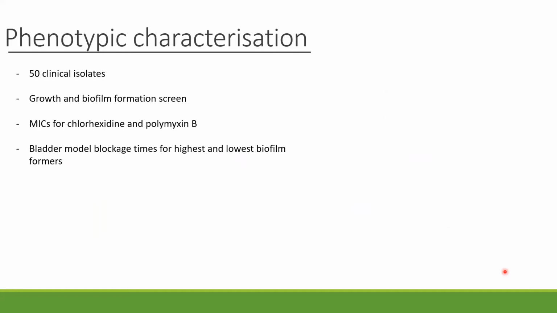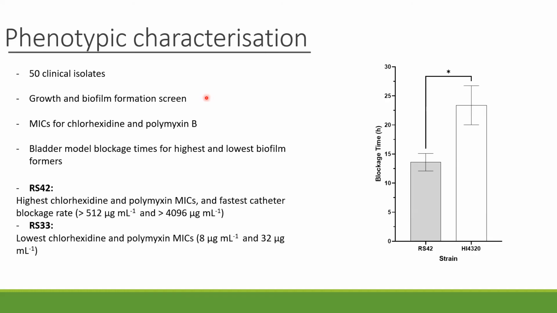So I've done various phenotypic characterizations of the clinical isolates so far. And like I said, when I'm getting the genome sequences back, hopefully we'll be looking at the efflux genes to see if this matches any potential changes. So I've done basic growth and biofilm formation screens, some MICs, and bladder model blockage times for those strains which came up as being highest or lowest biofilm formers in that initial screen. So of all the strains, this one, RS42, was the most impressive biofilm former. So this was it in the bladder model. This has got a significantly shorter time to blockage, so about 12, 13 hours compared to that HI4320 reference, and also compared to most of the other strains that we put through.